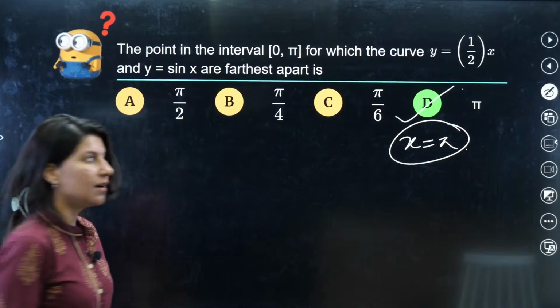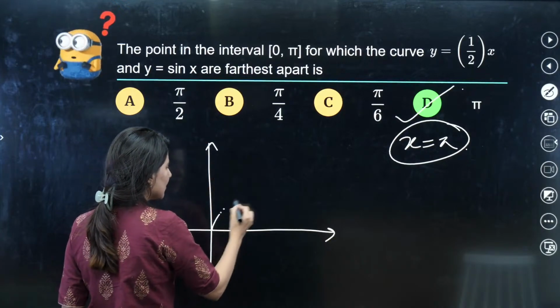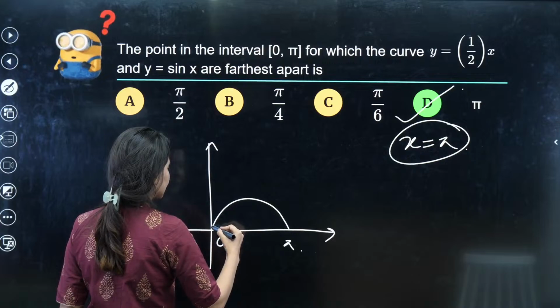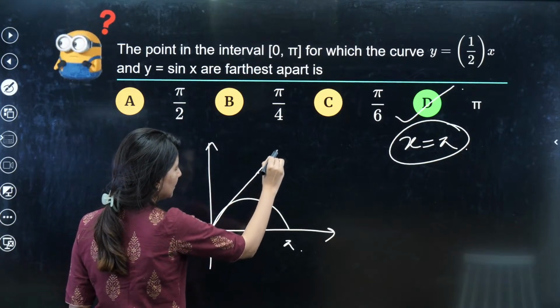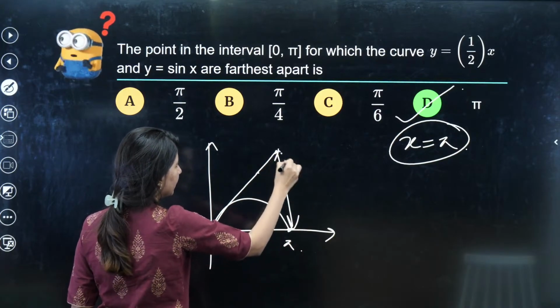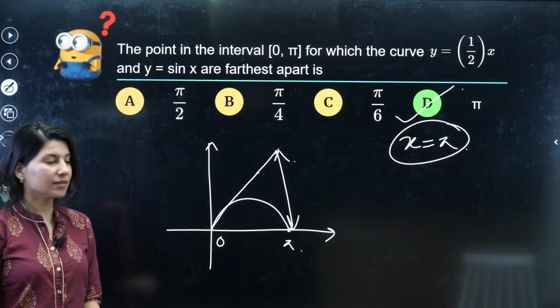Yes, Supriya. Also, if you plot the graph, this is your sin x from 0 to pi, and this is your half x. Half x might look like this. Can you see that this distance will be maximum over here? At x equals pi, these two points will be farthest apart. Okay?